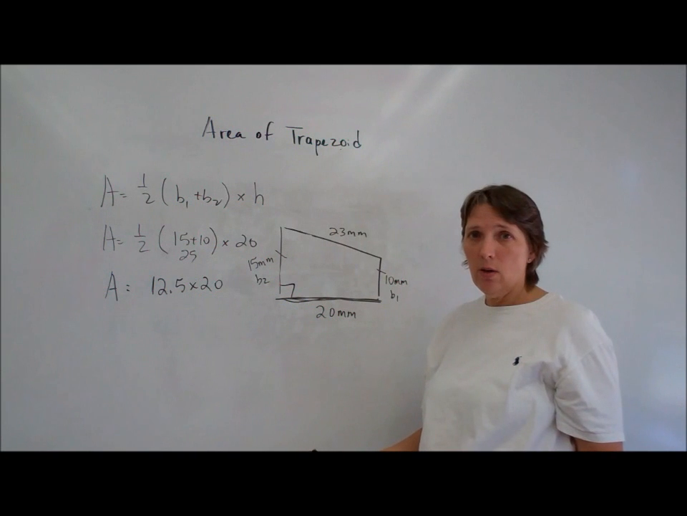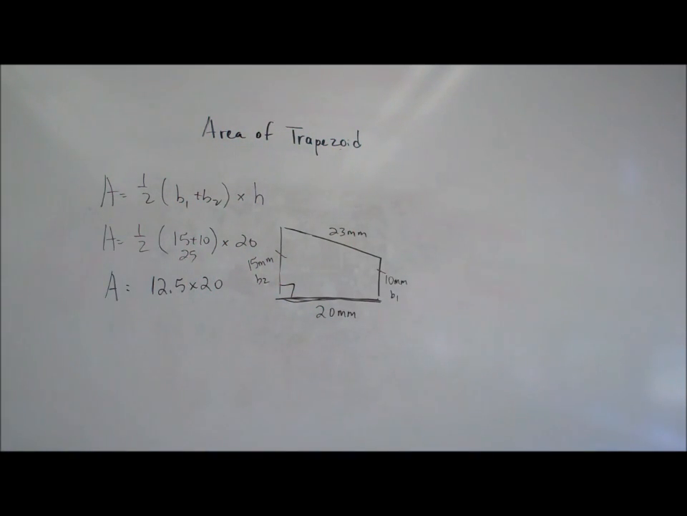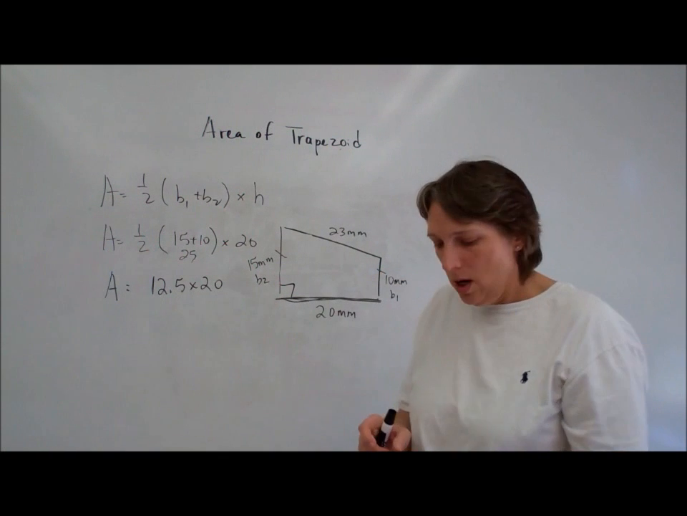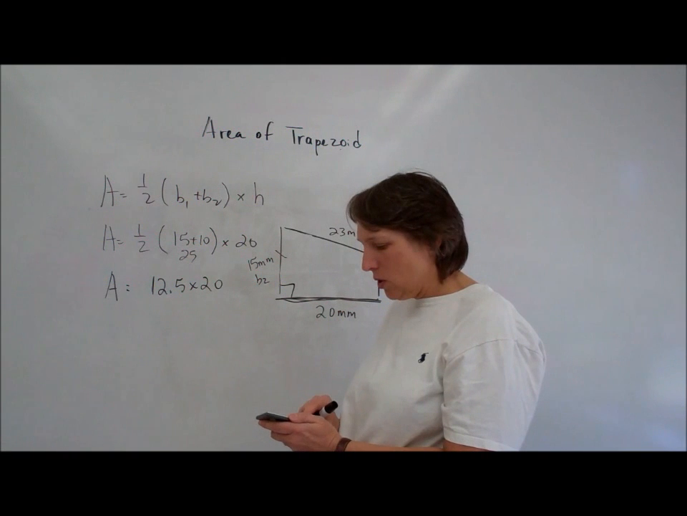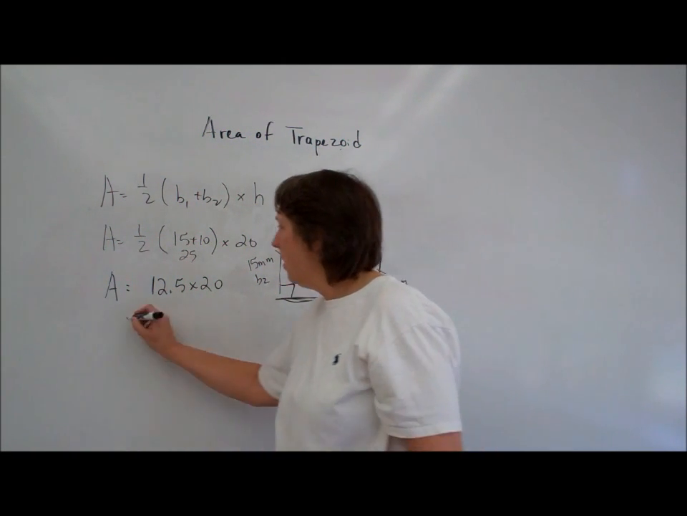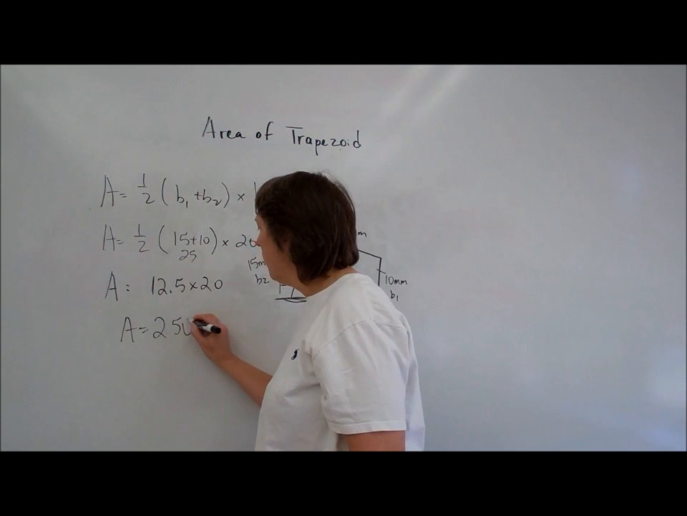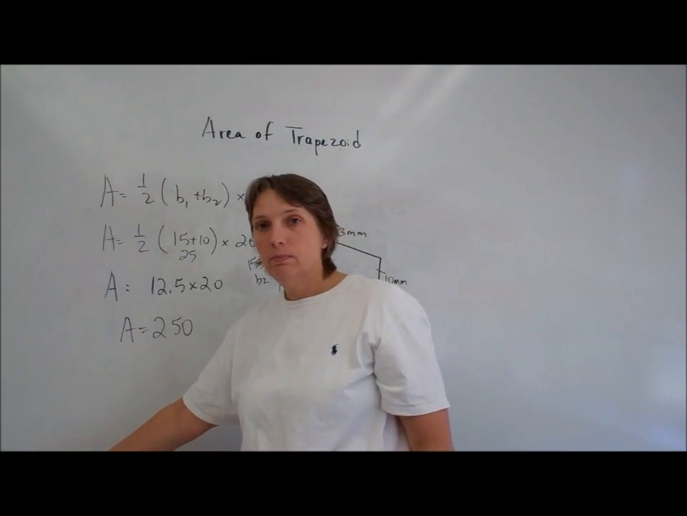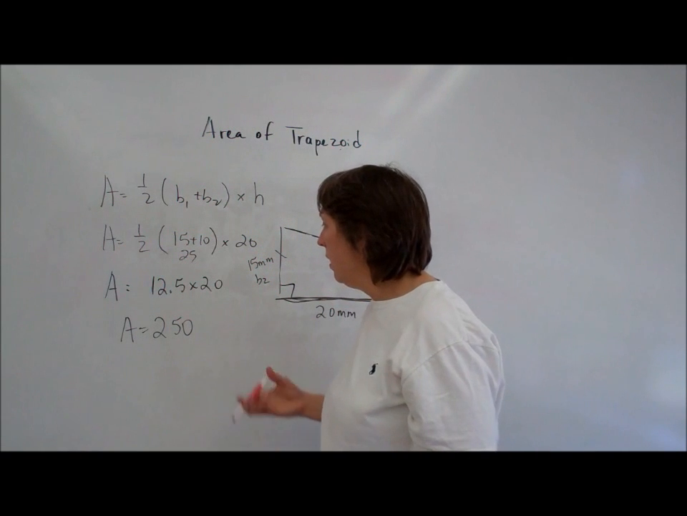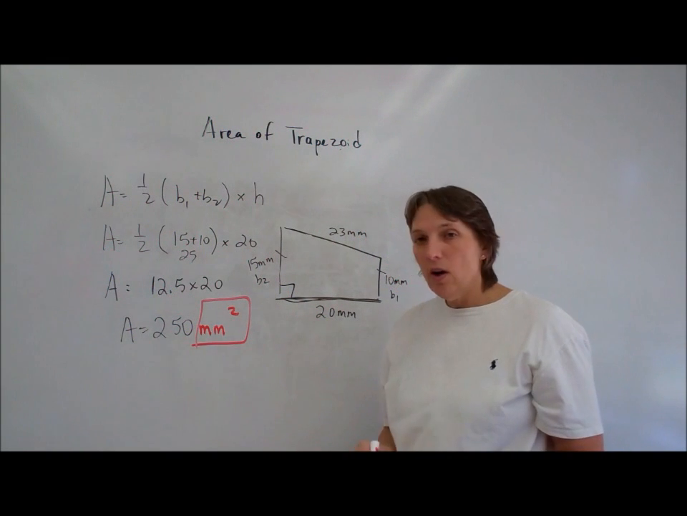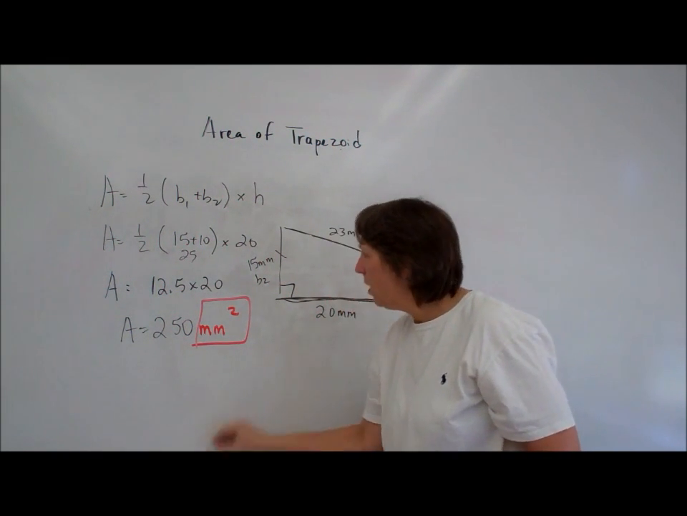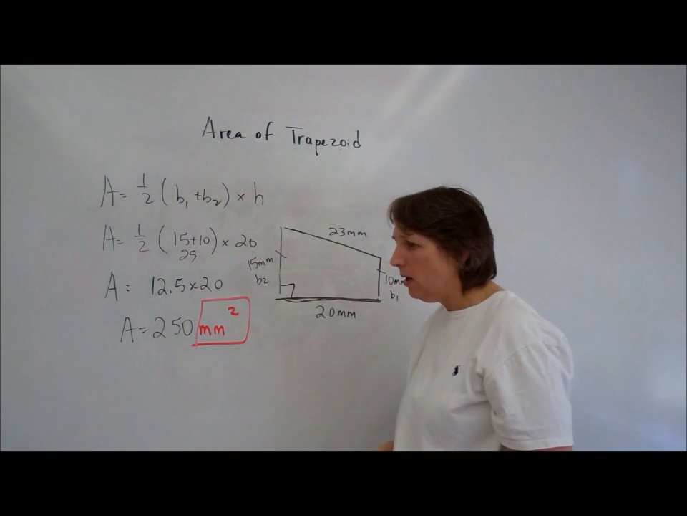Now I don't have my calculator over here. Let me grab my calculator. I'm back. Okay, so we're going to say 0.5 times 25 times 20. And we get 250. 250 what? Don't forget the units. Millimeters squared. You're talking about area. It can't just be millimeters because I want to know the whole area for here. Okay?